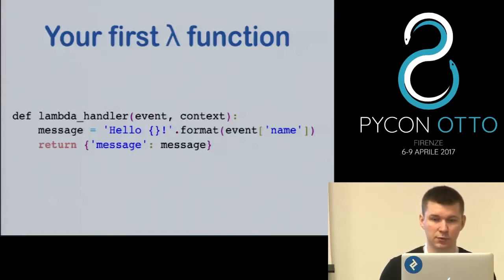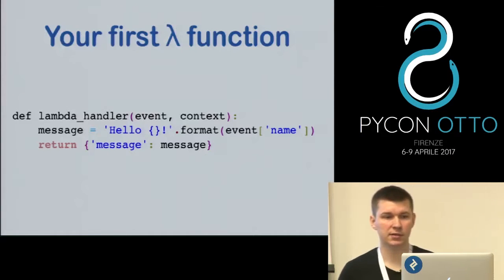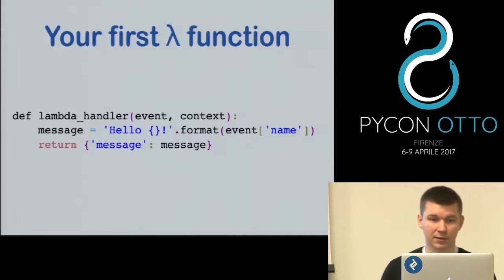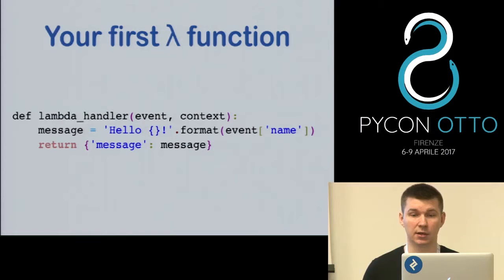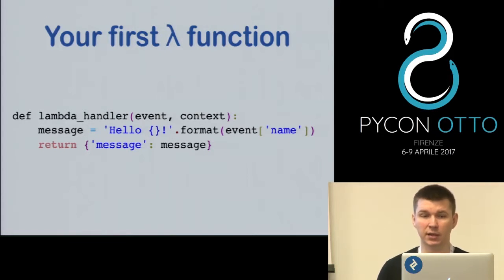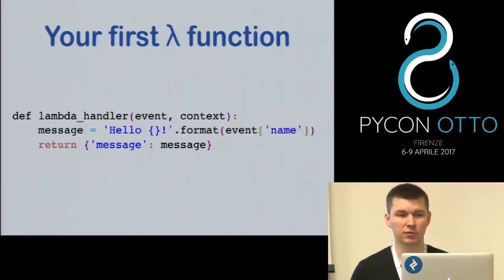Perfect. Let's do a small coding. It is the simplest Lambda you can imagine, and it's just 3 lines. You should declare your handler. As I said previously, you take as arguments an event and a context, and you just return something.